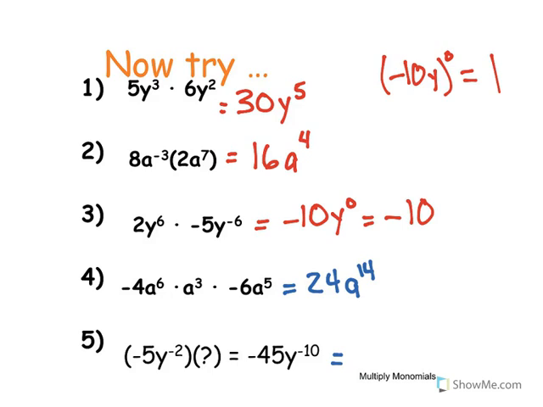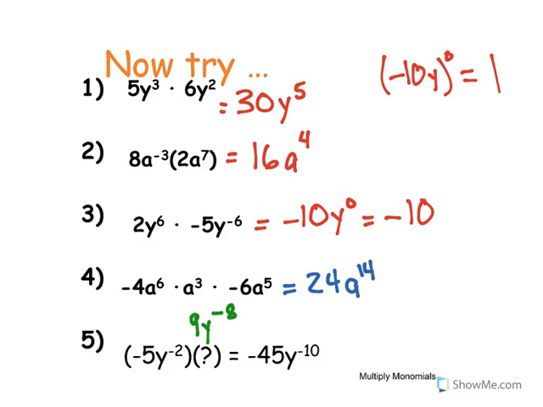All right, now for this one, I got my product, right? So negative 5 times what gives me negative 45? 9. And I've got negative 2 powers of y. I want to get all the way down to negative 10, so I need to use negative 8. Because when I multiply negative 5 times 9, it gives me negative 45. When I add negative 2 plus negative 8, it gives me negative 10.